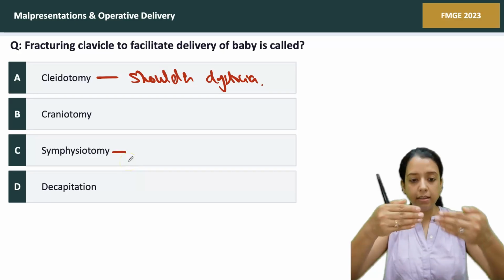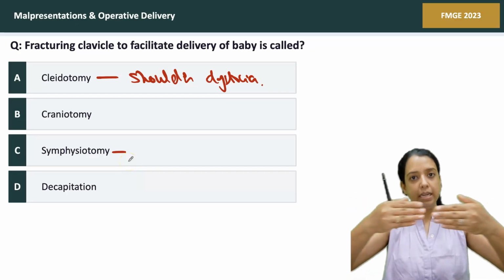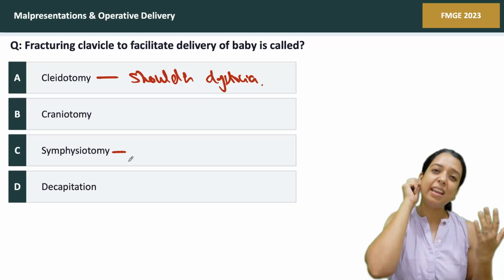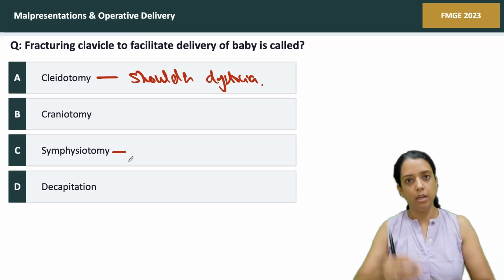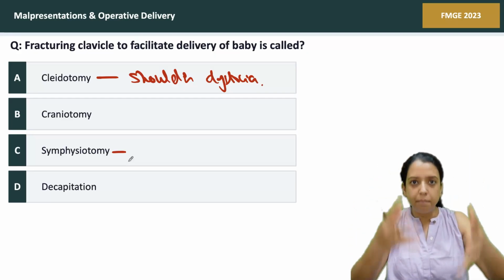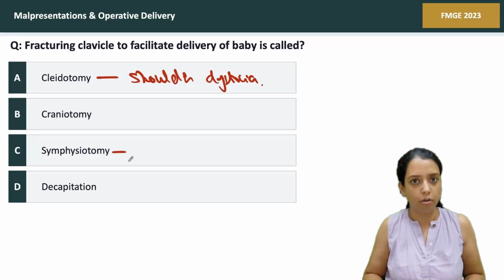Symphysiotomy means you make a cut in the symphysis bone and separate that. In old times it was done in shoulder dystocia. You open up the pelvis so that the baby can deliver. Now it is not done anymore.